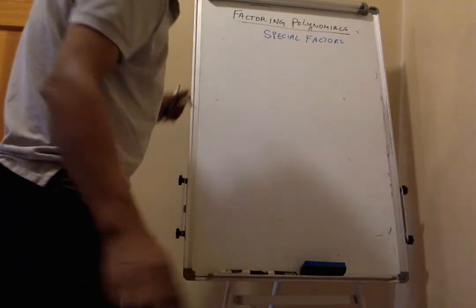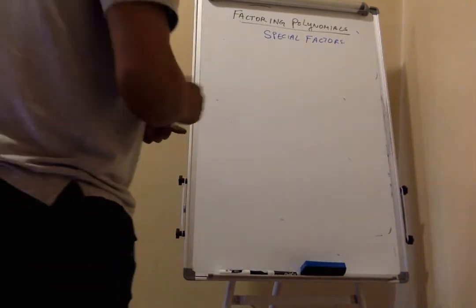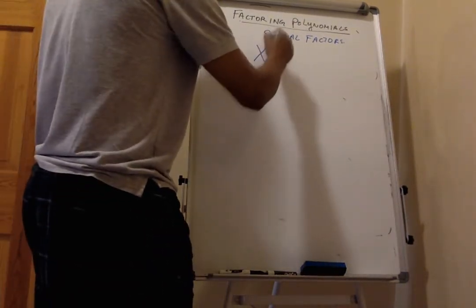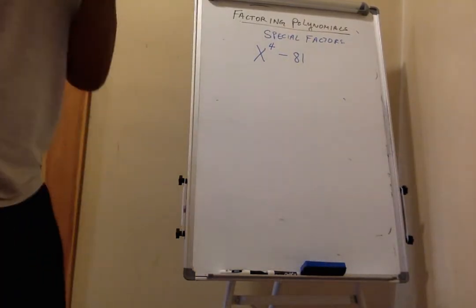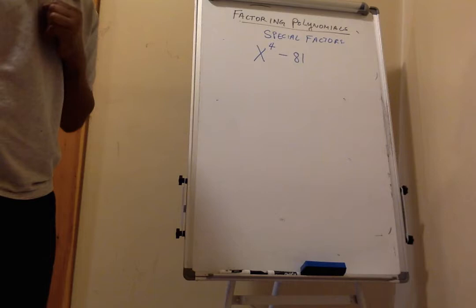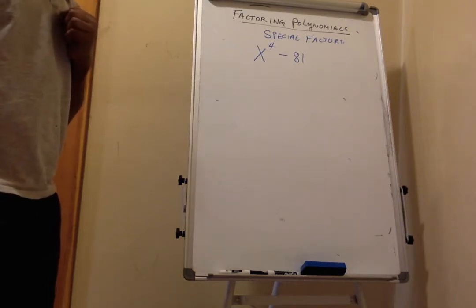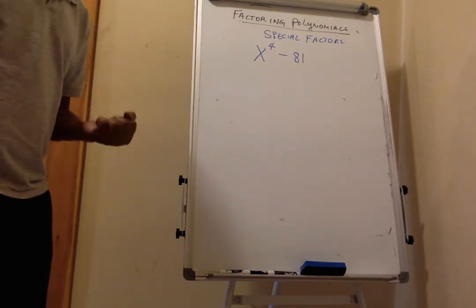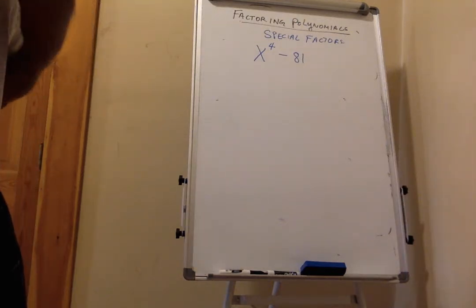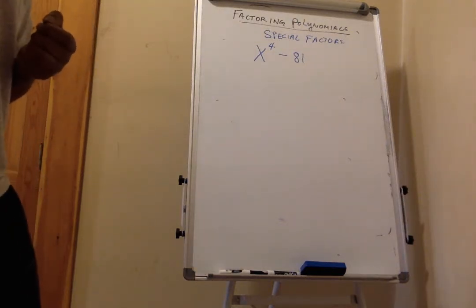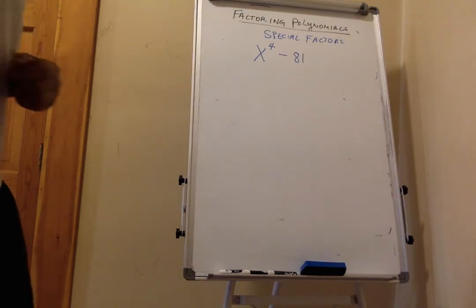Another example of this. Now, this is x to the 4th minus 81. So, it's not written in the form of the difference of two squares, because if we are talking about the difference of two squares, it has to be squared, not to the 4th power. But we can change this.